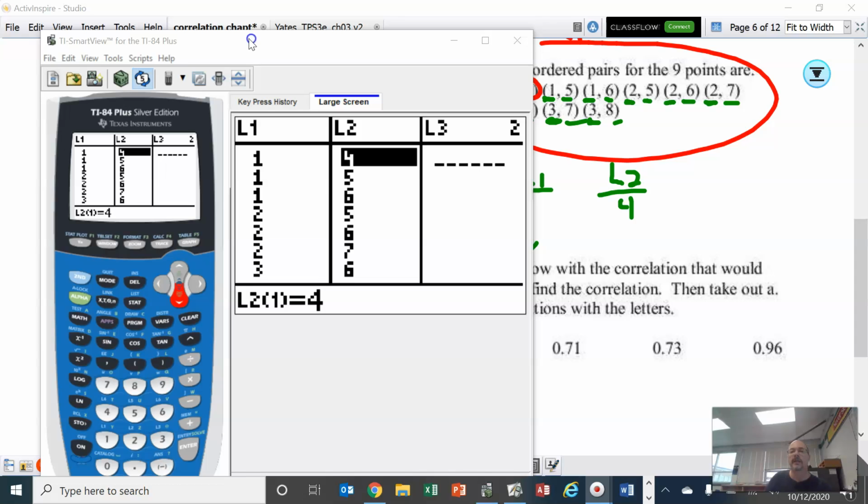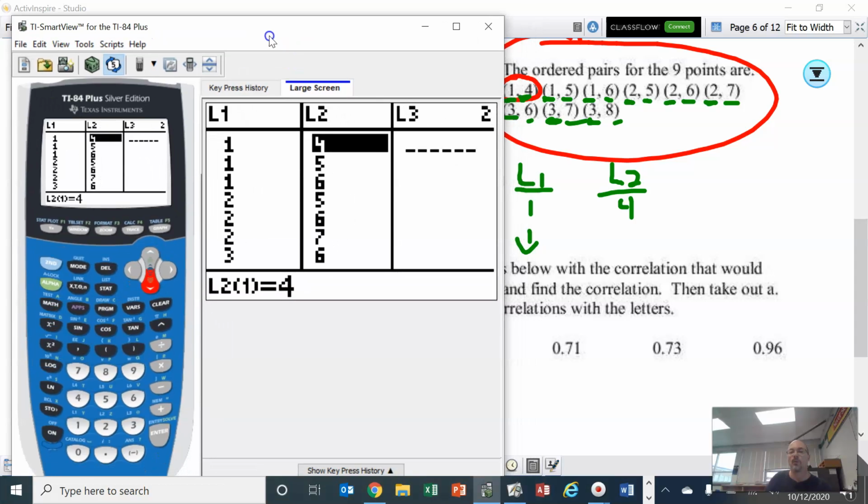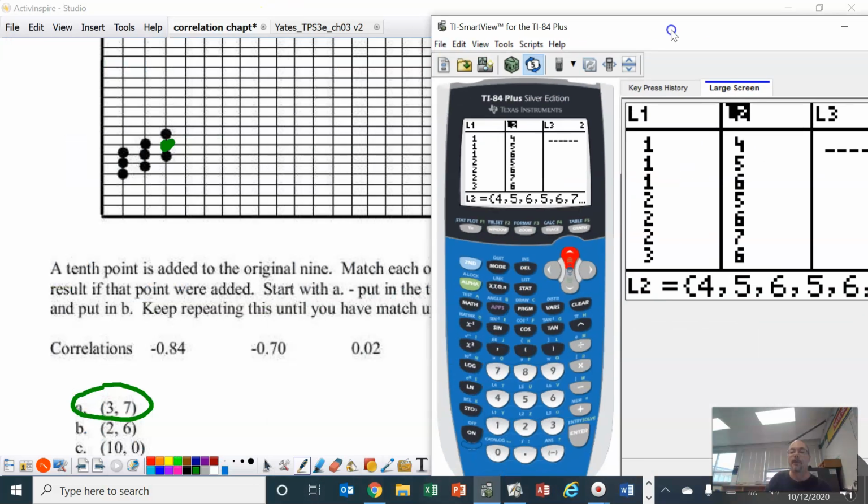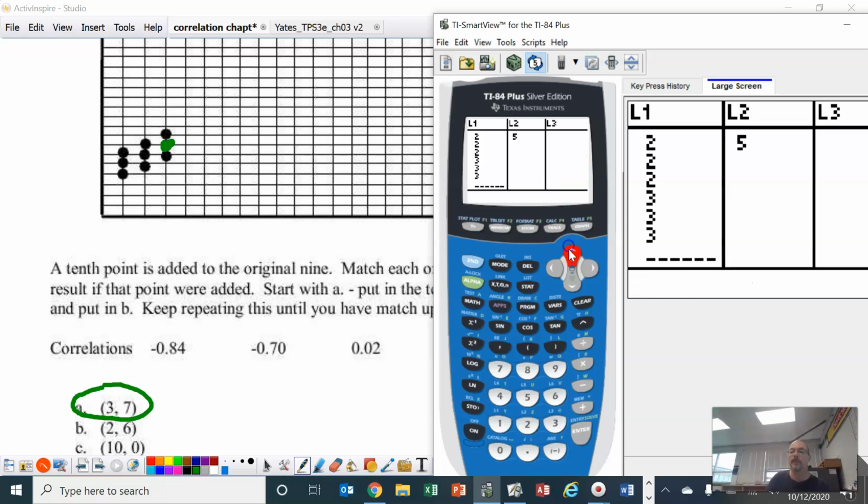All right, so what I did was, again, I put the X values in list 1: 1, 1, 1, 2, 2, 2, 3, 3, 3. And then I put the Y values in my list 2: 4, 5, 6, 5, 6, 7, 7, 6, 7, 8. All right, so what I'm going to do now is add to the bottom of that list this extra 3, 7. Okay, 3, 7. All right, now I'm going to actually draw this scatter plot.